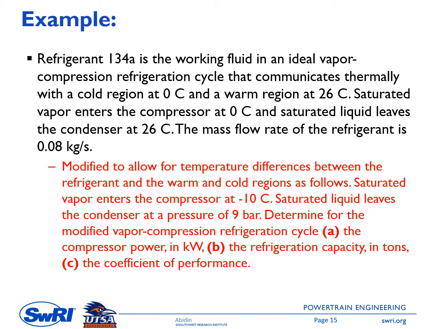Okay, why? Because the cold region temperature is 0 degrees C. To enable the heat transfer from the cold region to the working fluid, the refrigerant or the working fluid temperature must be lower than the cold region temperature. So in this case, we pick a temperature of minus 10 degrees C. And then saturated liquid leaves the condenser at a pressure of 9 bar. You will see later on that the saturation temperature at 9 bar is higher than 26 degrees C.